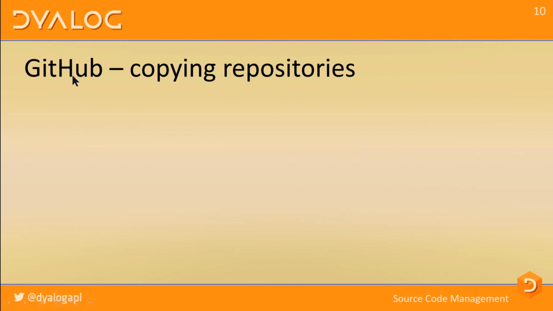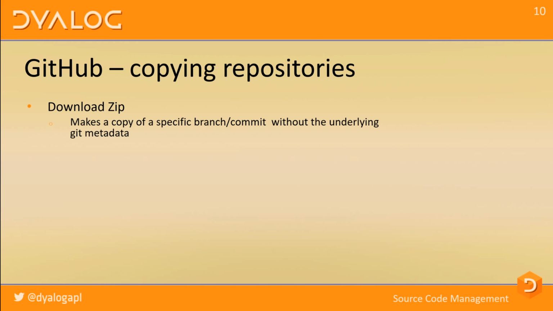One of the things I wanted to talk quickly about, especially if anybody wants to pick up code that Dyalog has developed that we store on GitHub, there are a few ways to do that. One is you can download a zip file, and that basically makes a copy of a specific branch and commit without copying the underlying Git metadata. And any change that you make will be in place and won't have any revision history. It's basically just a set of files. It's not actually a Git repository at that point.